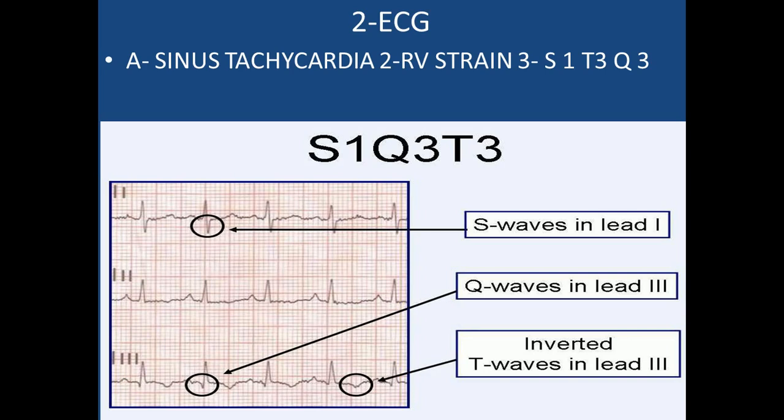We could have a tall R in V1. We could have deep symmetrical T wave inversion in the mid-precordial leads, V1 to V4, also together with the presence of sinus tachycardia and right axis deviation.